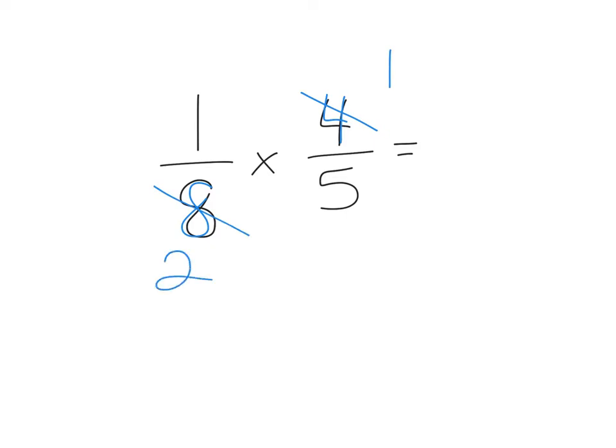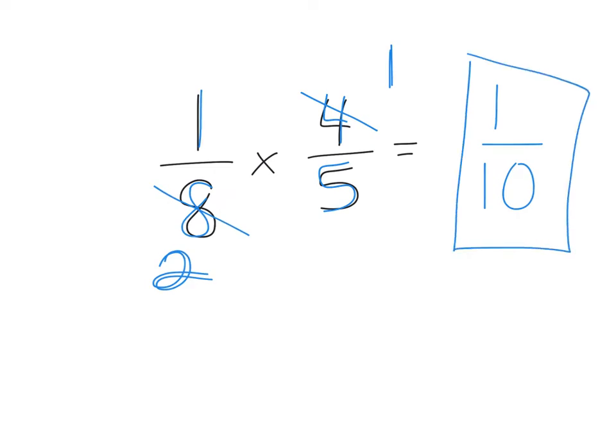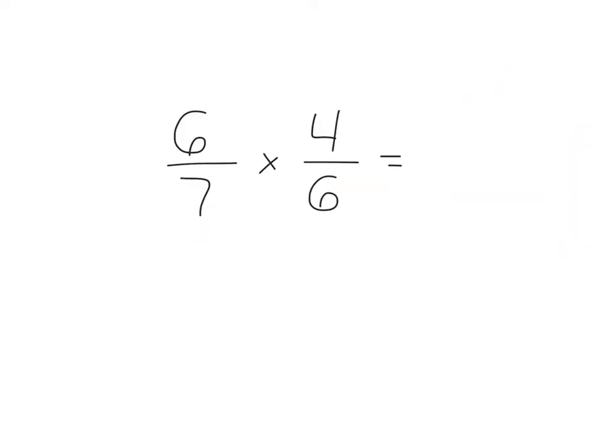I don't see any more cases where I can simplify, so now I'm going to multiply the numerators. 1 times 1 is 1, and I'm going to multiply the denominators. 2 times 5 is 10. And there I've got my answer, 1/10. I should always double check that it's in simplest form before I move on, and yes, 1/10 is in simplest form.